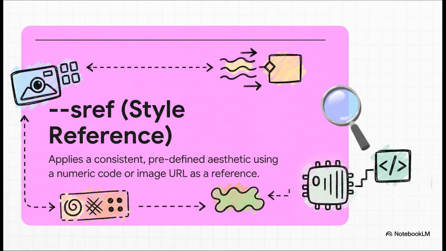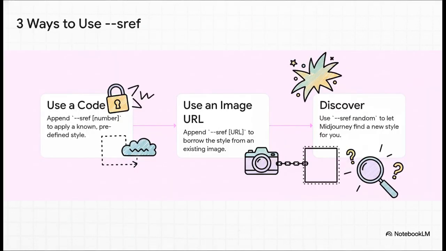You can use a special code or even just an image URL. The AI then basically copies the style, the colors, the textures, the whole vibe, and pastes it onto your new subject. It's incredible. And using it is super easy. You can use a number code for a style you already know and love, or you can just grab the URL of basically any image on the internet and use its style. Or, and this is my favorite for finding new stuff, you can just type --sref random and let Midjourney surprise you with a style from its massive library. If you like it, you can just save that code and use it forever.